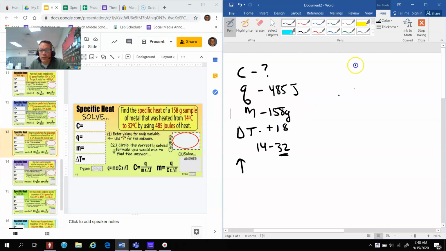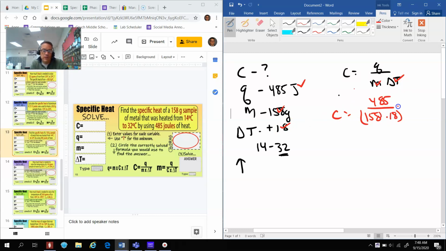So we set this one up just like we did previously. The formula, she's already got it down here, so I'm just going to skip to it because I showed how to move that around in the previous example. So we've got M and delta T on the bottom. We don't know C. Q is 485. M is 158. Delta T is 18. Then we've got everything we need to solve the problem.